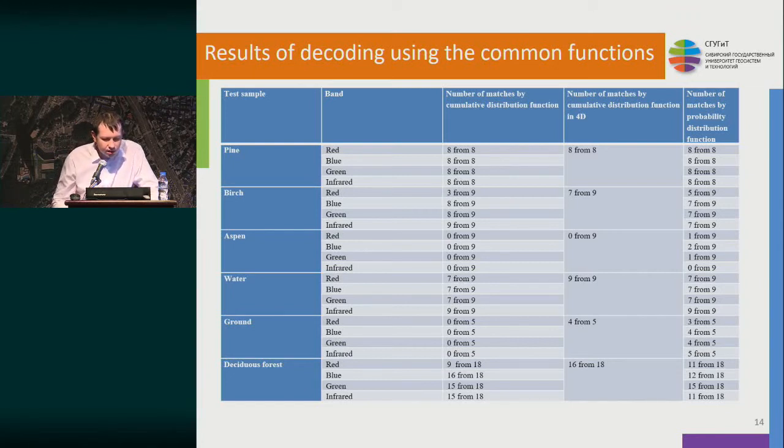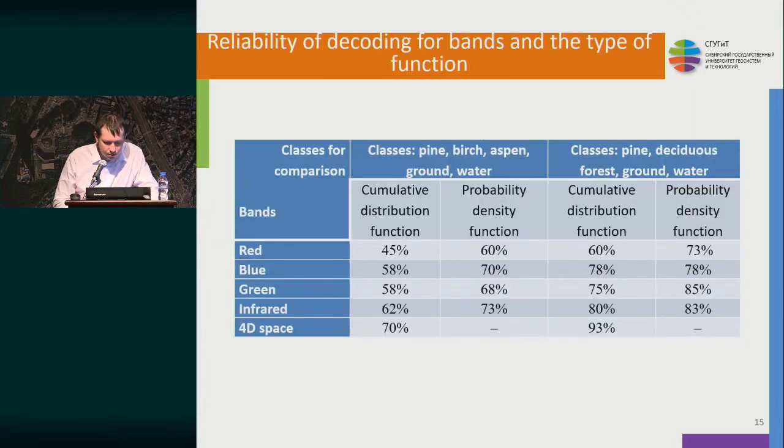For some species, the results have improved. Birch, aspen are okay, but for aspen, the reliability rate is not particularly impressive. And deciduous trees in general have been decoded pretty well. 4D decoding is reaching a maximum. And finally, the ground had good results when analyzed as a common function.